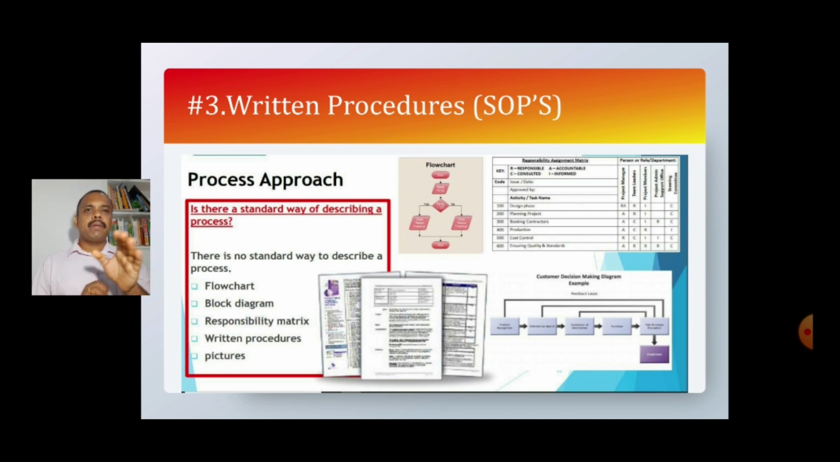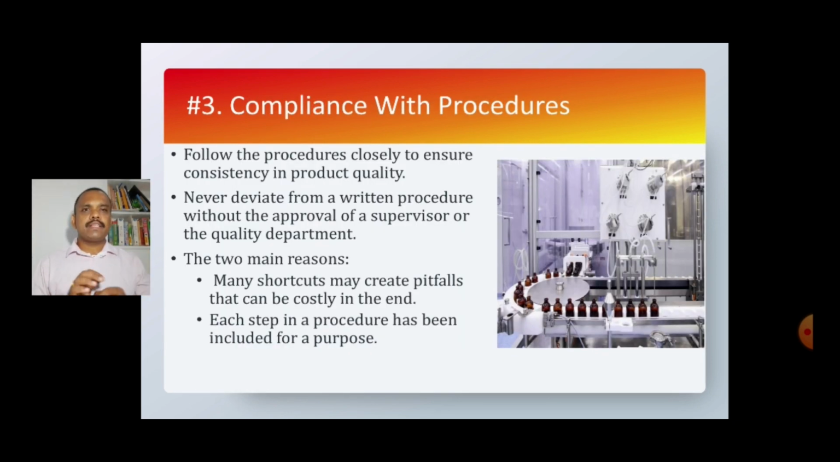As I mentioned in the previous slide itself, we can have procedures in different forms. The process approaches can be different. Sometimes it will be in the form of a flow chart, or a block diagram, or a responsibility matrix, or a written procedure, or in the form of pictures. So these are the different formats we can follow to express the written procedures. Just to have the procedure is not sufficient. We need to ensure compliance with the procedures.